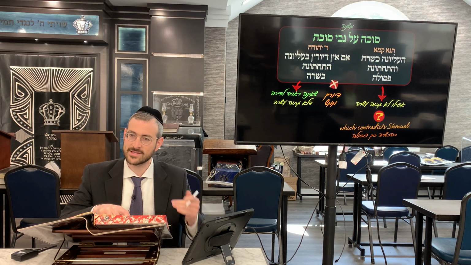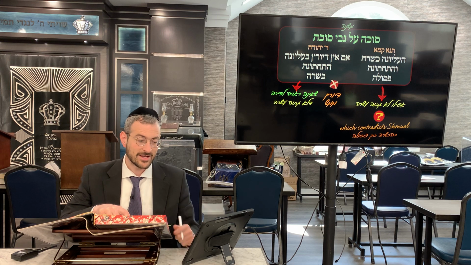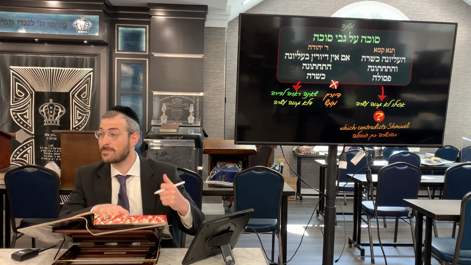It means no one could live there. It's less than 10 tefachim. It doesn't become kosher. And he's disagreeing with the Tanna Kama. The Tanna Kama is saying that no, it's still going to be possible.